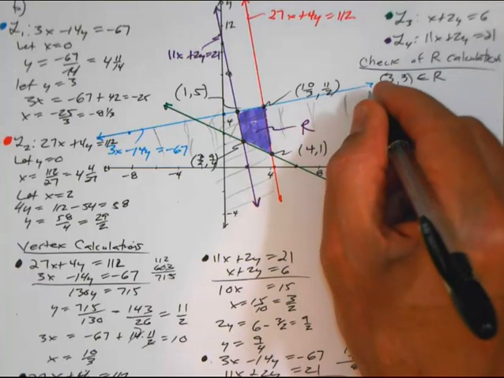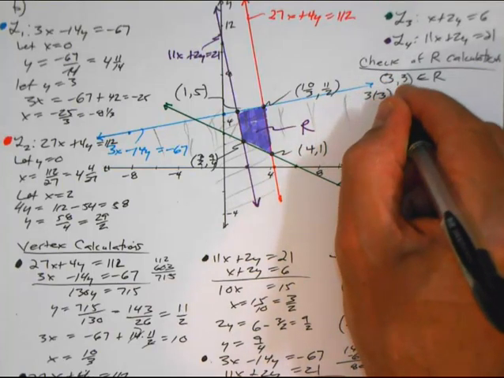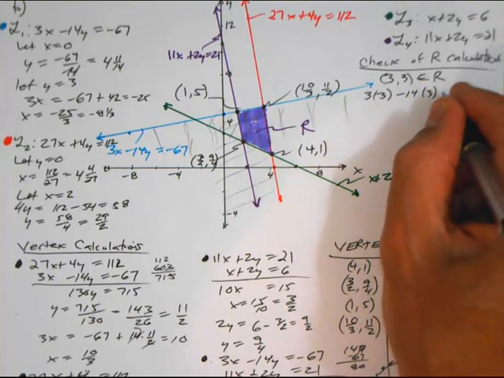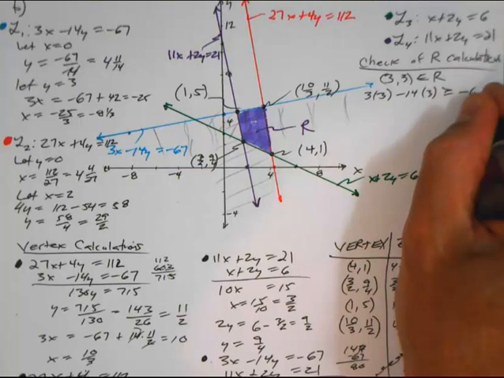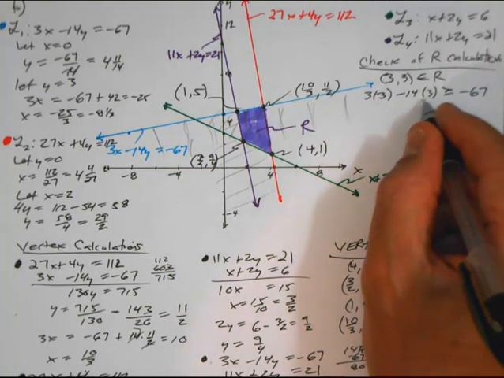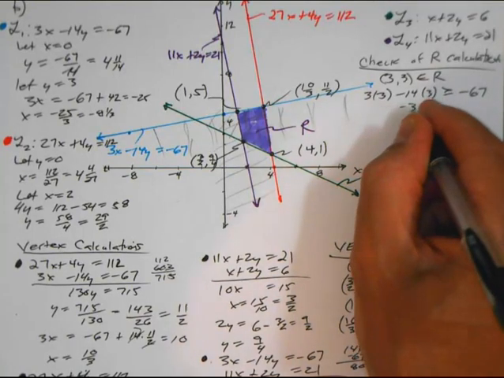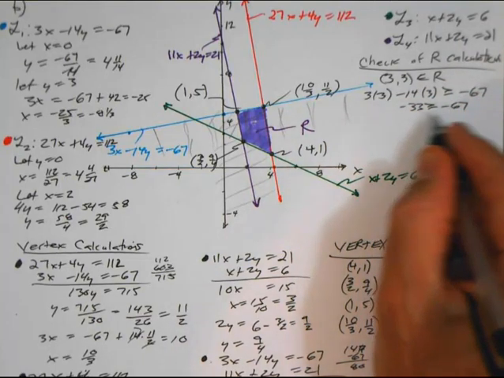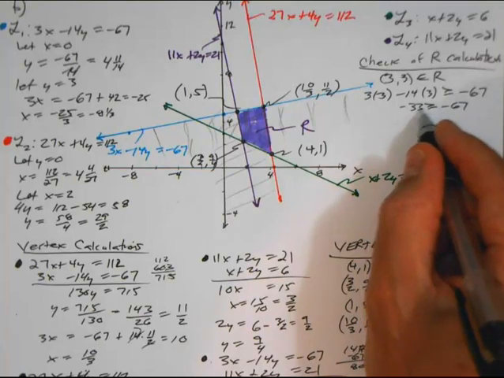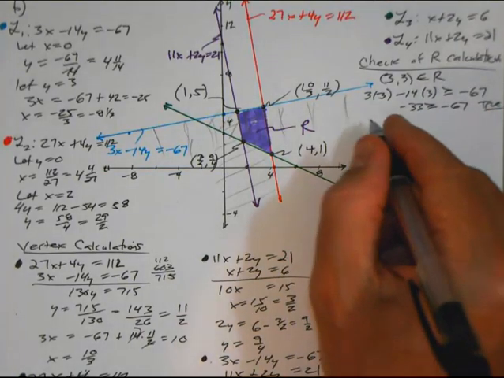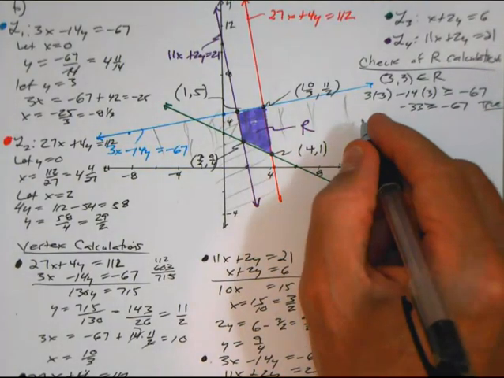First inequality there, 3 times 3 for x minus 14 times 3 for y. How about that being greater than or equal to negative 67? Okay, let's see, we get 9 minus 42. Let's see, that's a negative 33. How about that, less than or equal to negative 67? Think of the real number line. Negative 33 is to the left of negative 67. True.